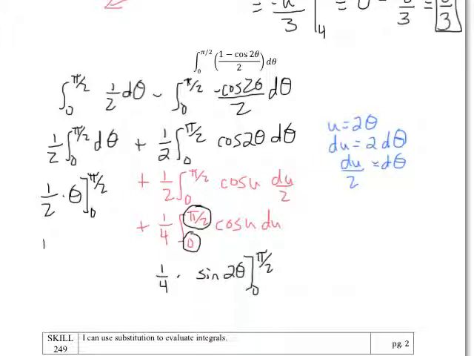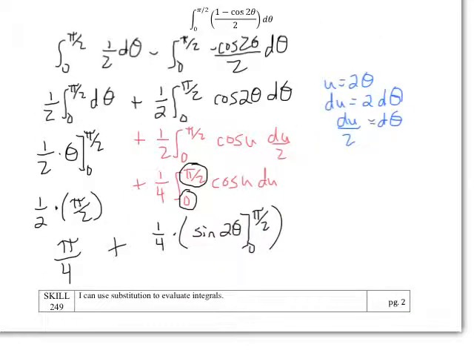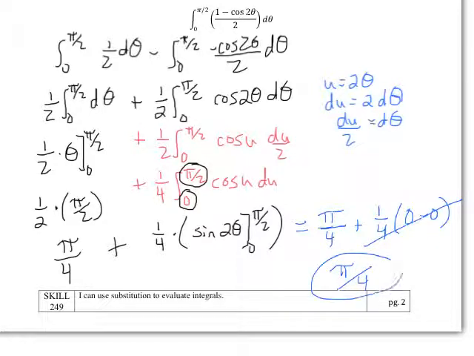That gives 1/2 times quantity pi over 2 minus 0. So this piece is pi over 4, plus, we need to evaluate this piece, and this all equals pi fourths plus 1/4 times, it appears to be 0 minus 0. So this all cancels, and we get a final answer of pi over 4.